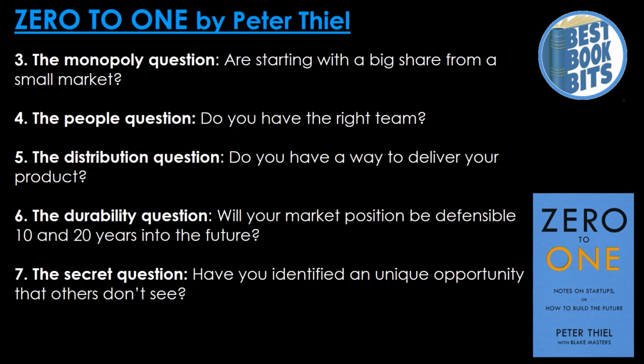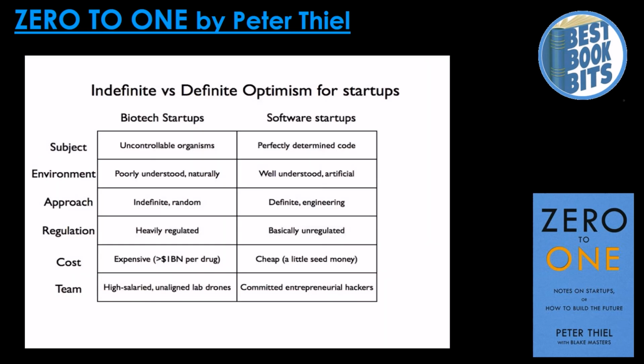And number 4, the people question. Do you have the right team? And number 5, the distribution question. Do you have a way to deliver your product? And number 6, the durability question. Will your market position be defensible 10 and 20 years into the future? And number 7, the secret question. Have you identified a unique opportunity that others don't see?